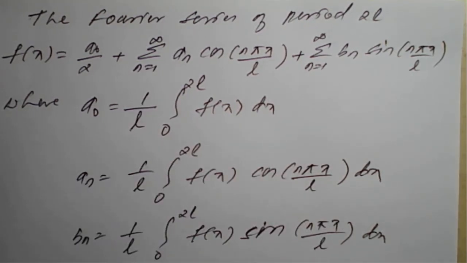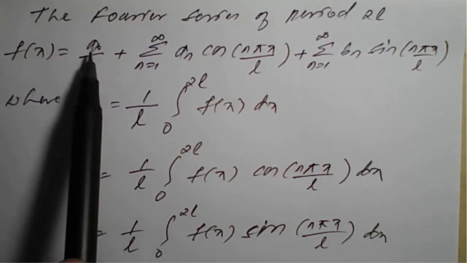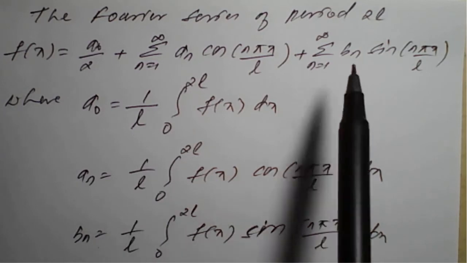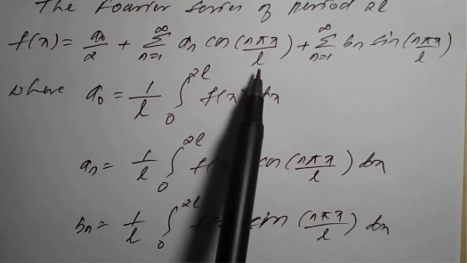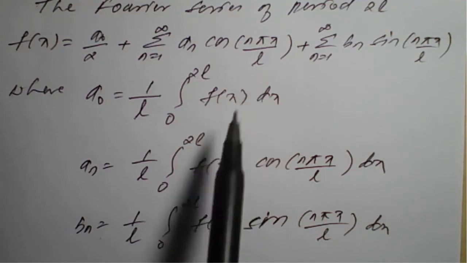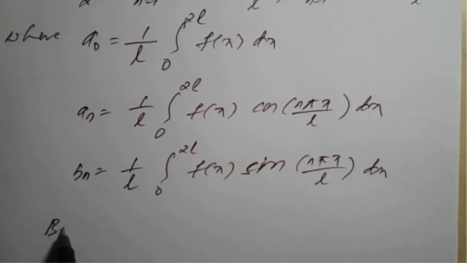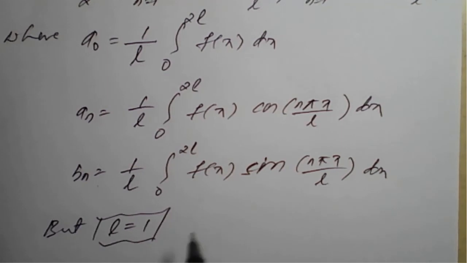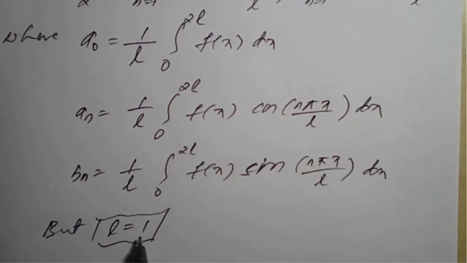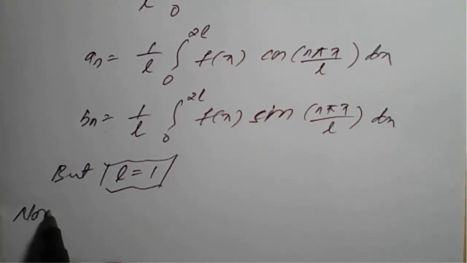This is one of the important examples. We'll go one by one. We'll find the value of a0, an, and bn. While applying, the value of L we have already calculated, and the value of L is 1 here. So keep in mind the value of L. Wherever L is there, we'll apply L as 1 and simplify. Now we'll simplify one by one.